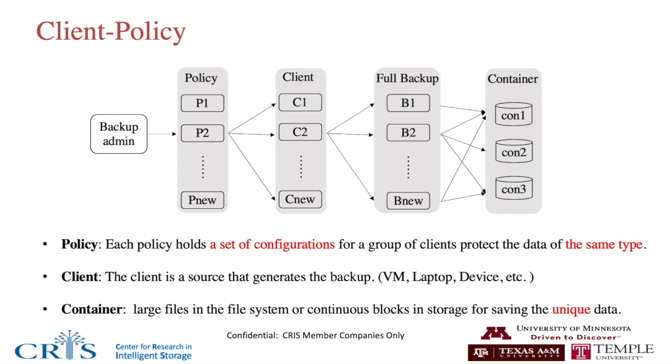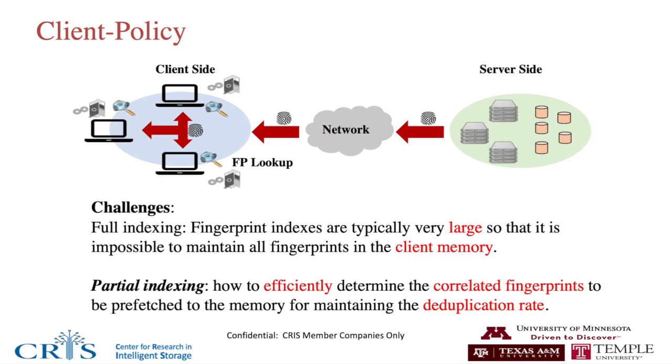The duplicates of the backup stream will be identified and eliminated, and the unique data segments are saved into containers. Due to dedupe, a container may be shared by several backups. The client policy system we focus on is shown in the slide. In this system, dedupe is distributed to the client side by prefetching effective fingerprints from the server side, which significantly reduces the network traffic and the latency issue.